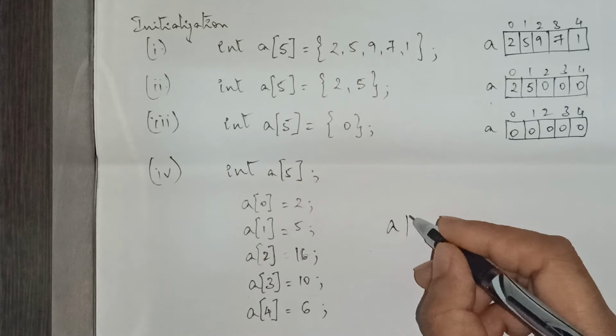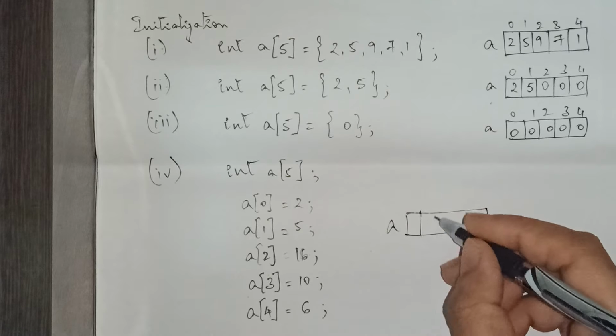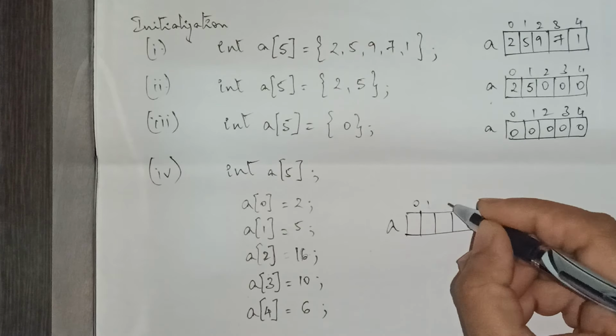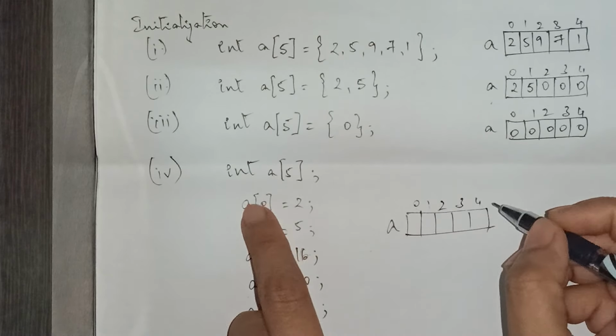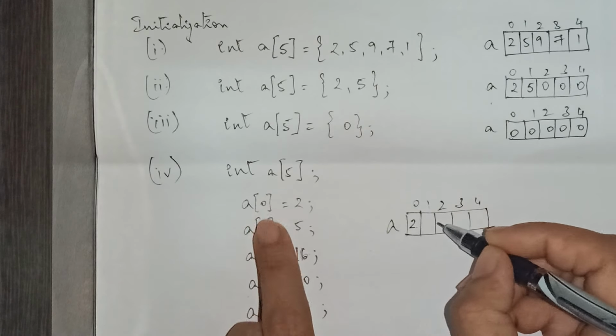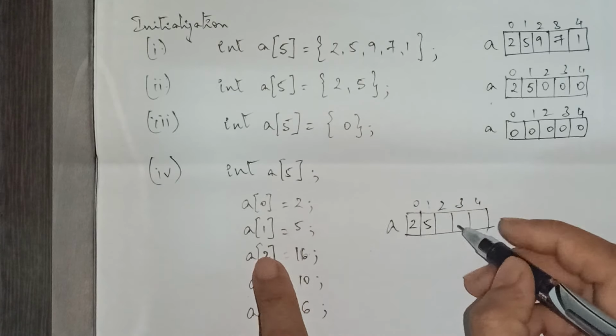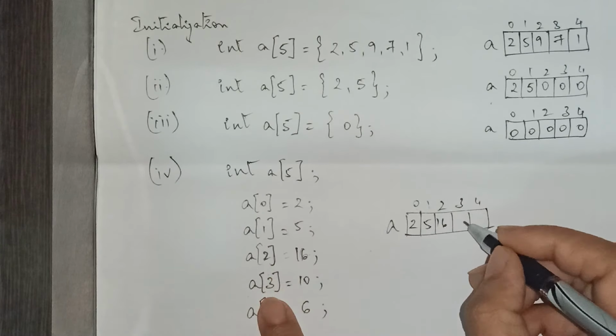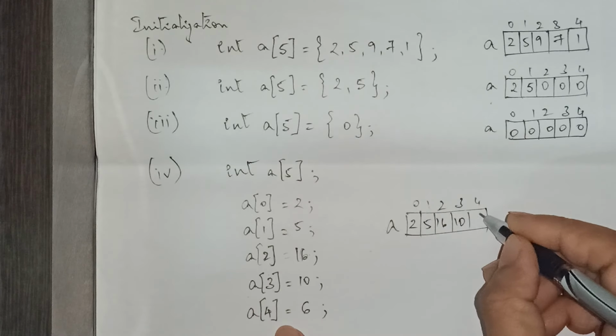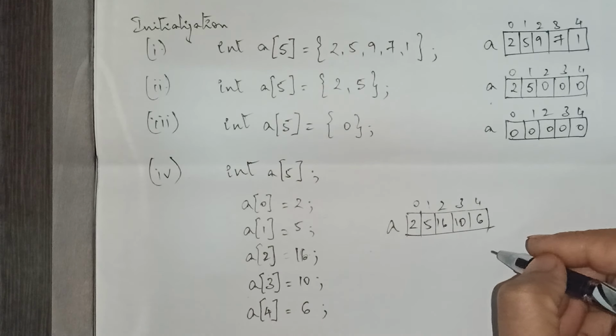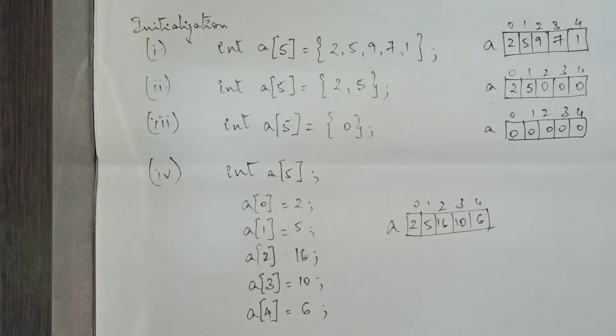But in the location, how are they getting stored? You can see a of 0 is this location. A of 1 is 5. Next, a of 2 is 16. A of 3 is 10. And a of 4 is 6. So this is array declaration and array initialization.